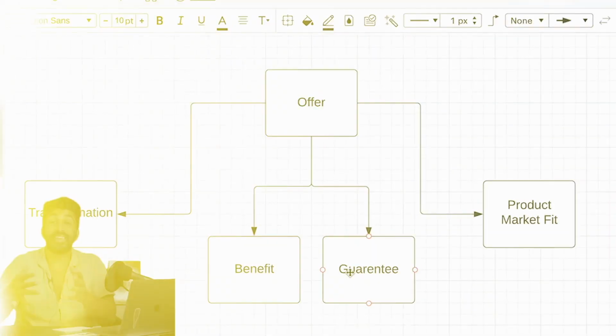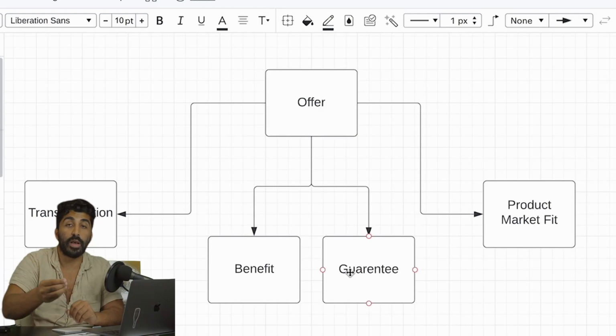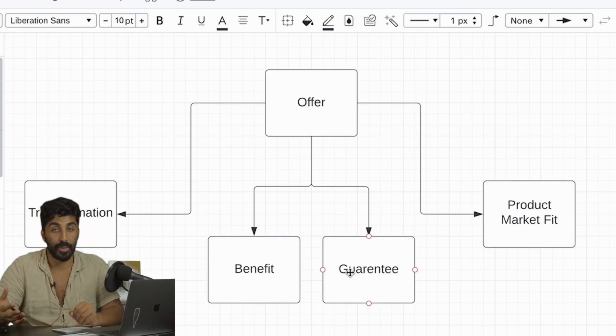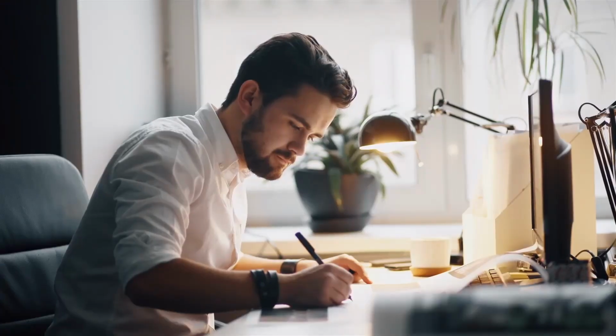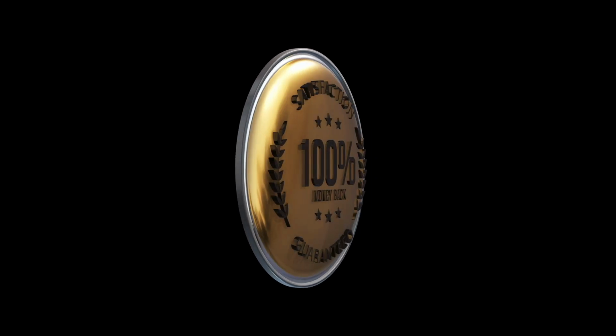Number 3, a guarantee. A product or a service is always stronger as an offer if there's a guarantee tied behind it. If it's a service, it could be something like you working for them for free until you've done what you said you're going to do for them. If it's a product, it could be 100% money back guarantee for lifetime if the product breaks. Any one of these really work.